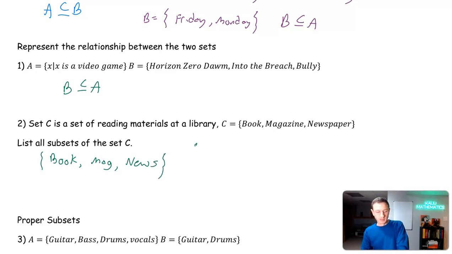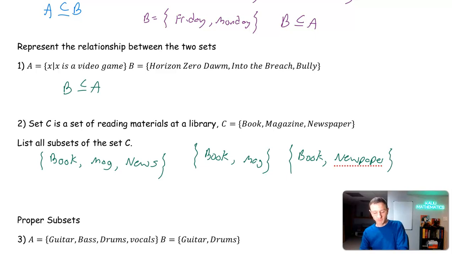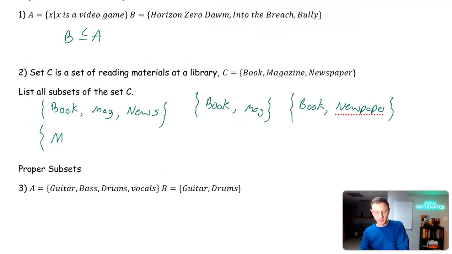That's one. Next one, we can say book and magazine. That's a subset. I could pull 2 elements out of that. What else? We can take book and newspaper. We can take magazine and newspaper. So I did all 3 pairs: book, magazine; book, newspaper; magazine, newspaper.